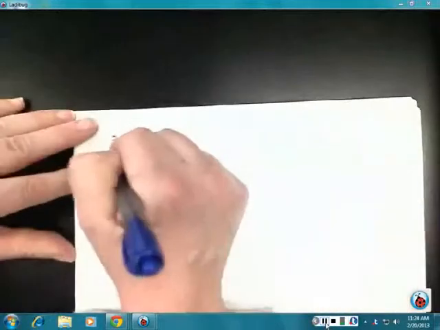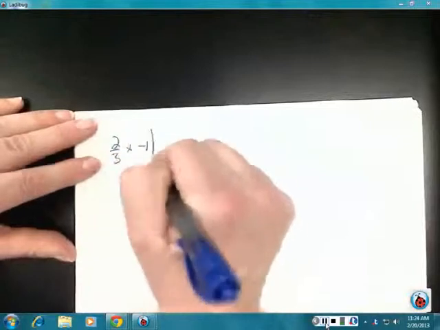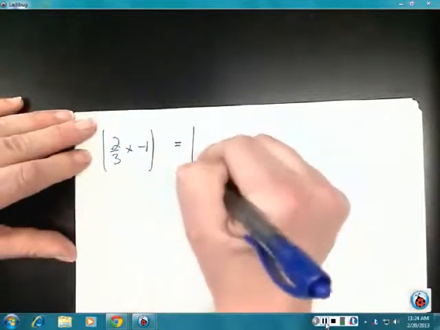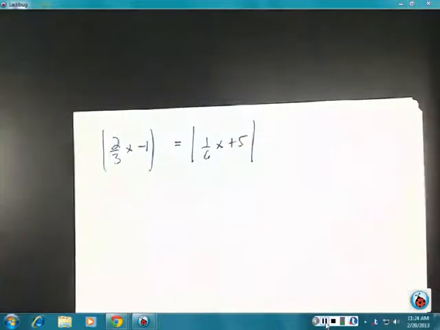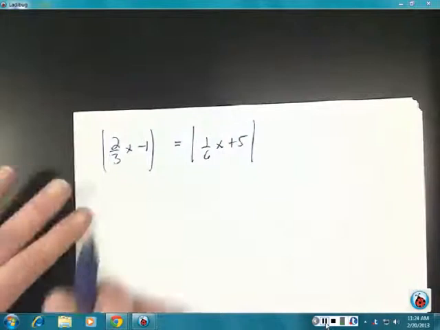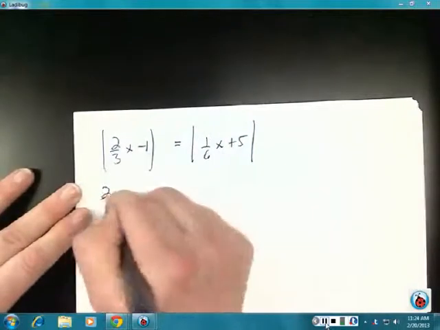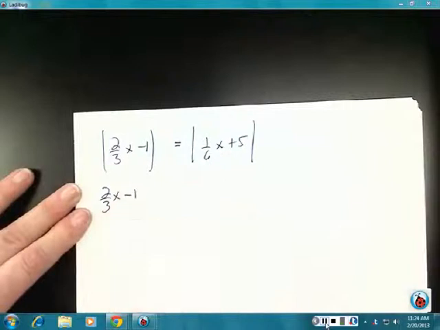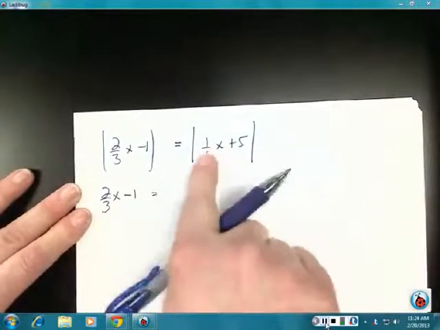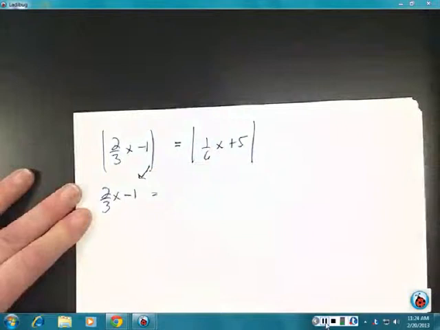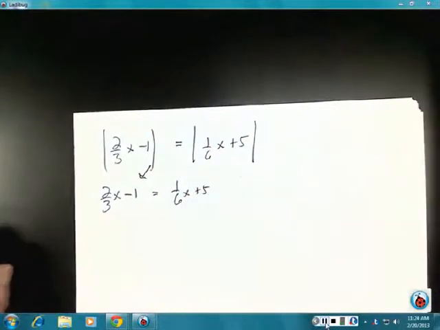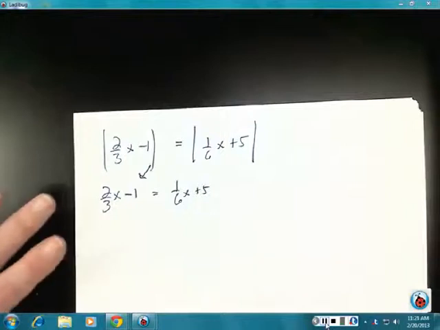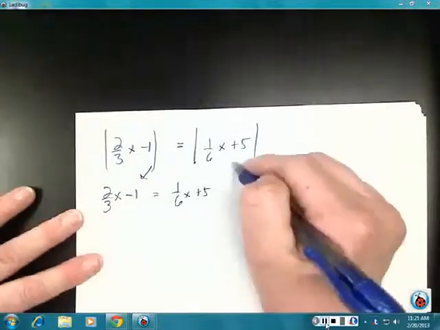Well, I'll do one with fractions in it. The absolute of 2/3 x minus 1 equals the absolute of 1/6 x plus 5. So we leave this one as it is for my first problem. Okay? We okay with that part? Yeah.